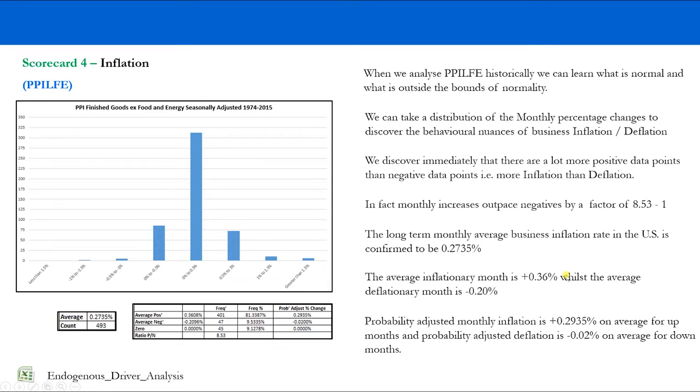And when we look at the probability adjusted rates of inflation and deflation, probability adjusted monthly inflation is 0.2935%. And the probability adjusted average deflationary month is minus 0.02%.